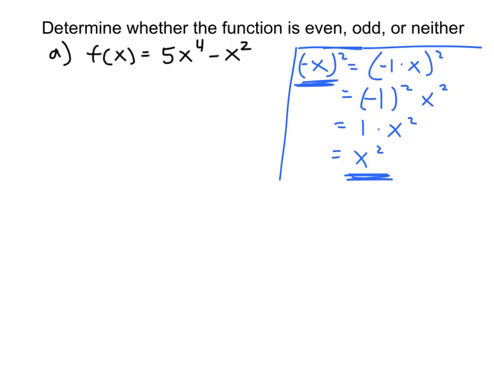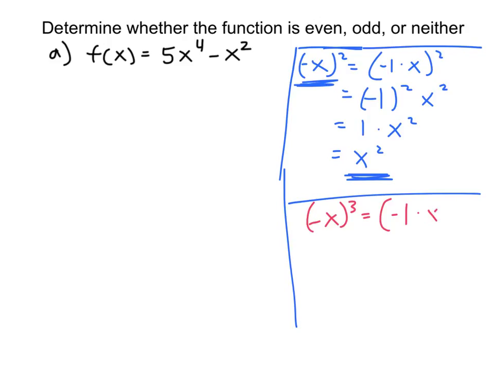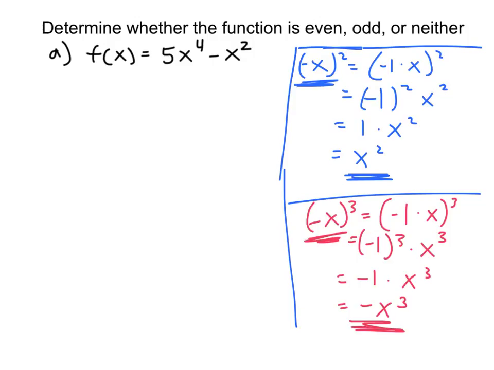Now if you change it so that the power is odd, so negative x cubed, that's going to be negative 1 cubed times x cubed. Negative 1 cubed is still negative 1, so this is basically negative x cubed. Whenever you have an odd power, the negative sign doesn't go away as it did in the even power. If you know those two rules, determining if a function is odd, even, or neither should be relatively simple.